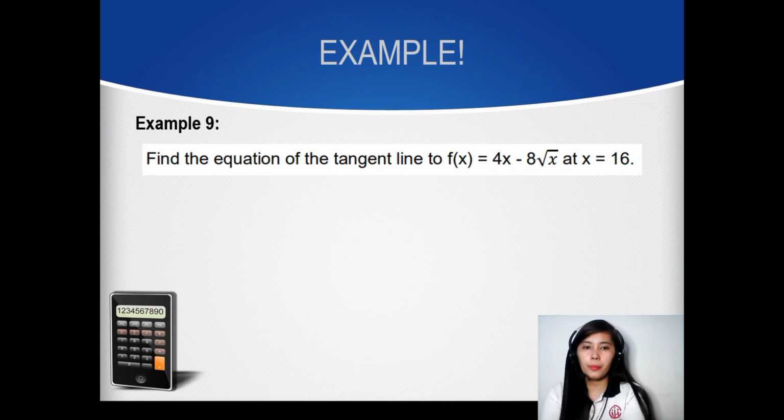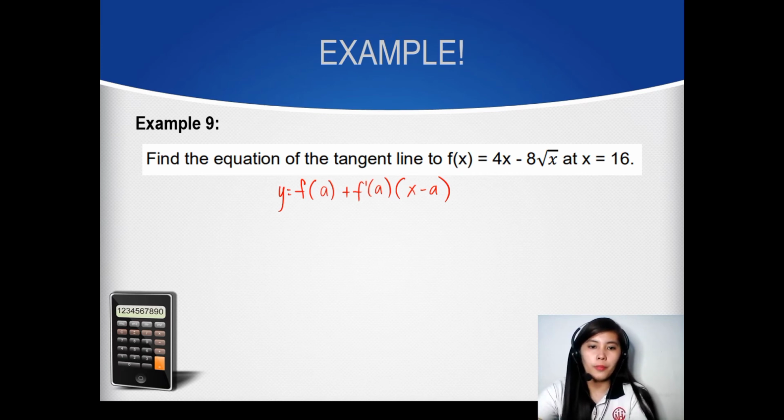Example number 9, find the equation of the tangent line to f of x equal to 4x minus 8 square root of x at x is equal to 16. Again, our equation of the tangent line is y is equal to f of a plus f prime of a times x minus a. So let's find the derivative of this function first.